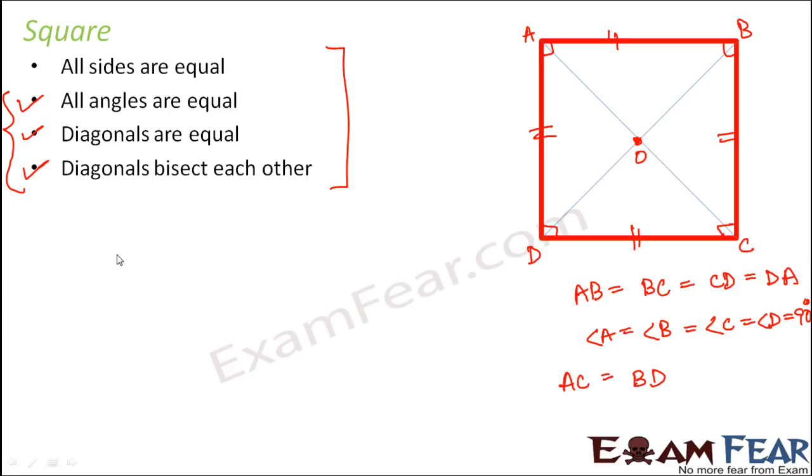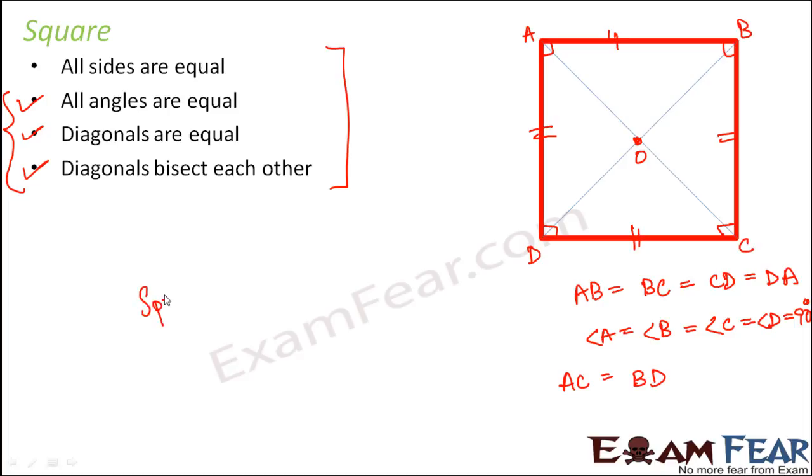So you would feel that a square satisfies all the criteria to become a rectangle. But a rectangle doesn't satisfy all the criteria to become a square, because in a rectangle there is no such condition that all the sides should be equal. In a rectangle the condition is that opposite sides should be parallel and opposite sides should be equal. In a square, opposite sides are parallel and equal as well. So a square satisfies all the criteria to become a rectangle.